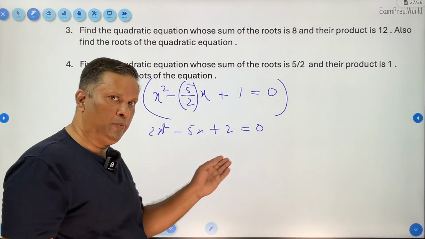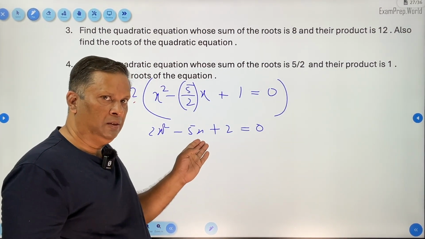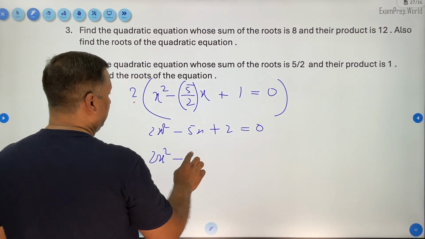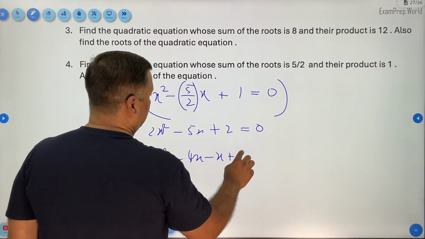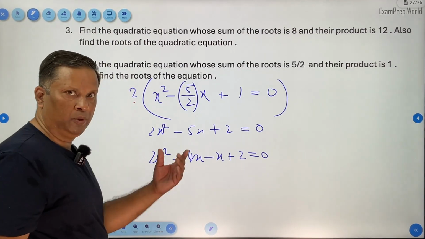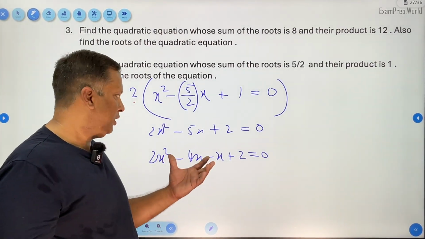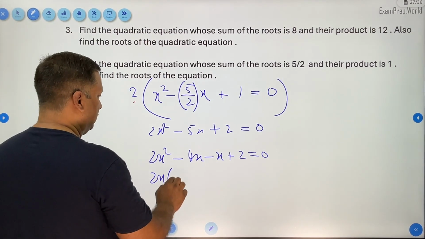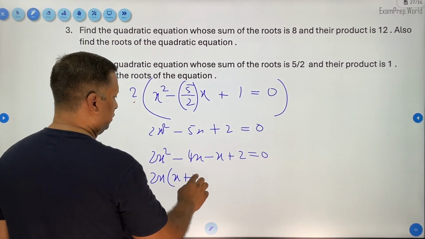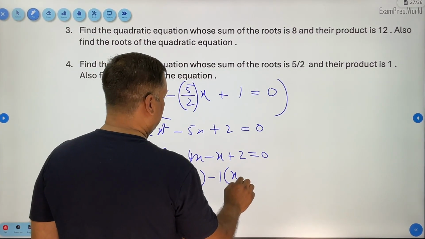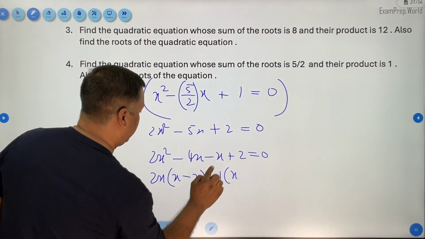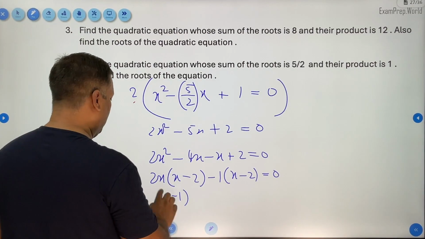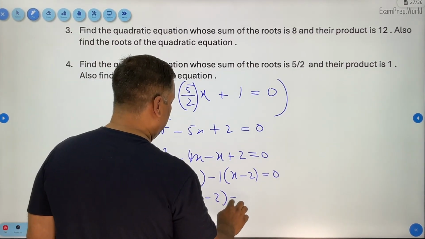Now find the roots. We want product to be negative 4 and sum should be minus 5. So 2x square minus 4x minus x plus 2 equal to 0. Once again I am using splitting the middle term factorization so that you don't forget this. Okay. 2x into x minus 2 minus 1 into x minus 2 equal to 0.